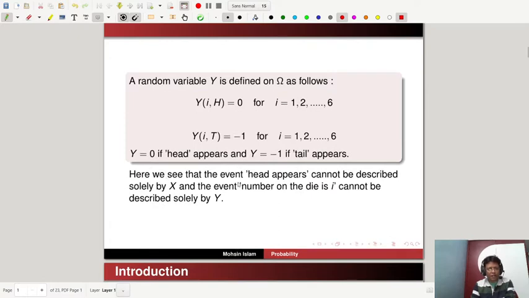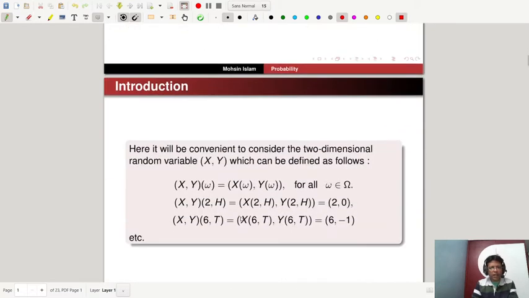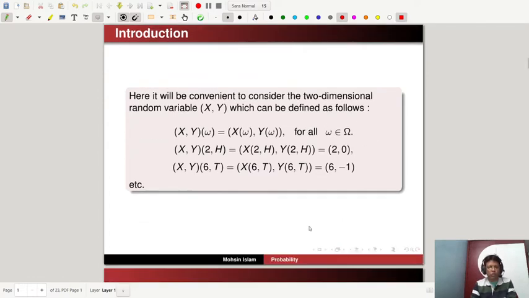Here we see that the event that head appears cannot be described solely by X, and the event that the number on the die is i cannot be described solely by Y. So it will be convenient to consider the two-dimensional random variable (X,Y), which can be defined as follows. (X,Y) of omega, where omega is a sample point of the event space capital Omega, can be written just like a function, (X(omega), Y(omega)).